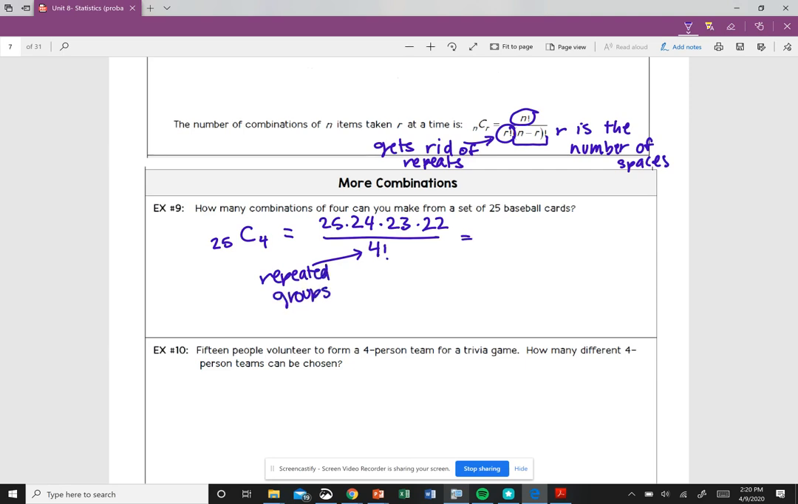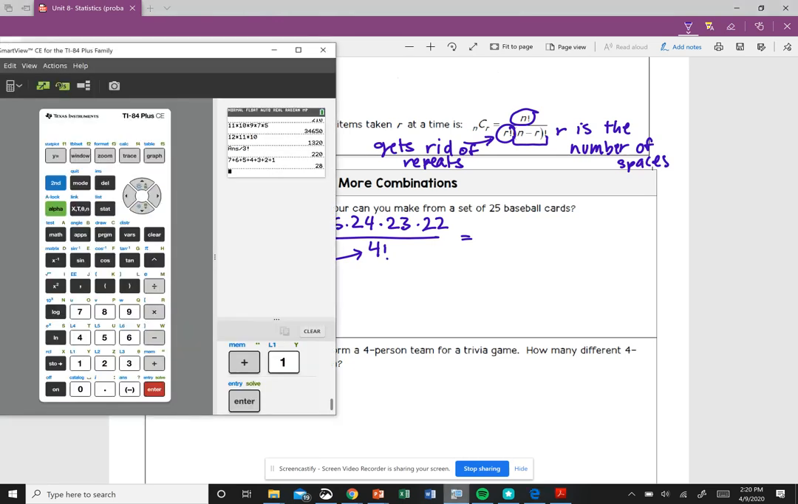Okay, so we do 25 times 24 times 23 times 22. We get a number. We're going to divide that by 4.